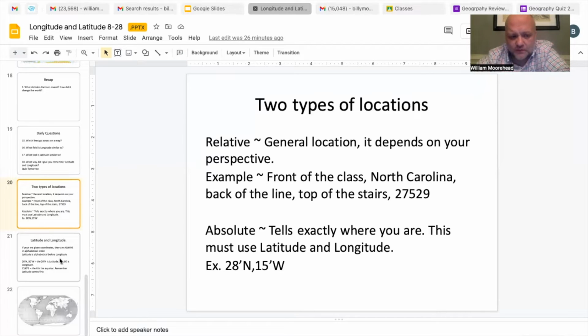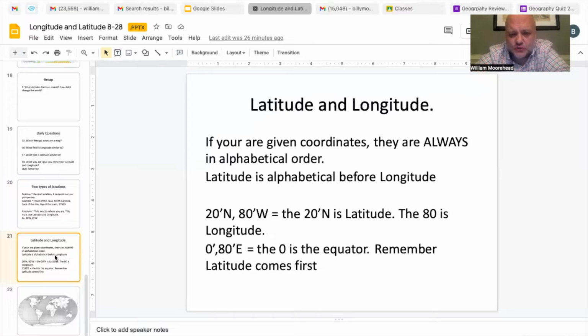In that next part, we're going to be talking about how we actually use latitude and longitude. The first thing you have to know is that latitude always comes first. It's in alphabetical order. So if I ever give two coordinates, latitude must be the first one. If somebody gives longitude first and latitude second, they've done it incorrectly. You cannot do it that way. Computers wouldn't understand it. A GPS-type machine would not understand it.